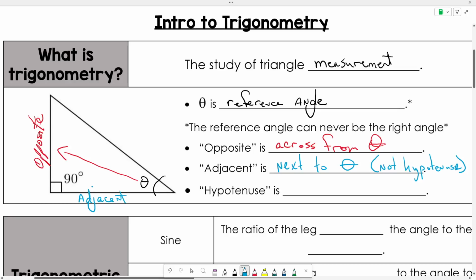Now our hypotenuse is always across from our 90-degree angle. So it's across from the 90-degree or our right angle. And we're going to be referencing these terms here. This is my hypotenuse. To use these to set up what we call trig ratios.